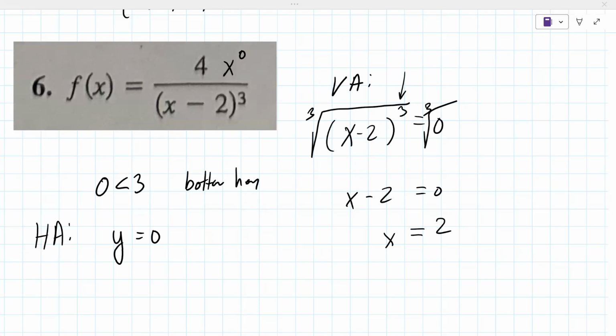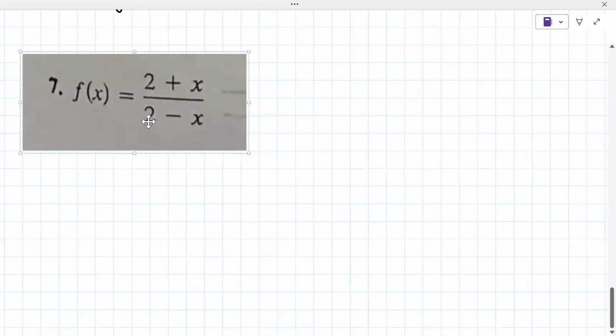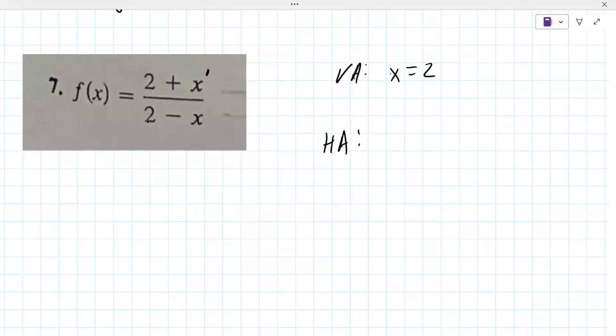All right. Let's look at number 7 here. Let's start with the vertical asymptote. That's gonna be at the bottom. So that right there is gonna be x equals 2. How about the horizontal asymptote? X equals -2. It is not -2.